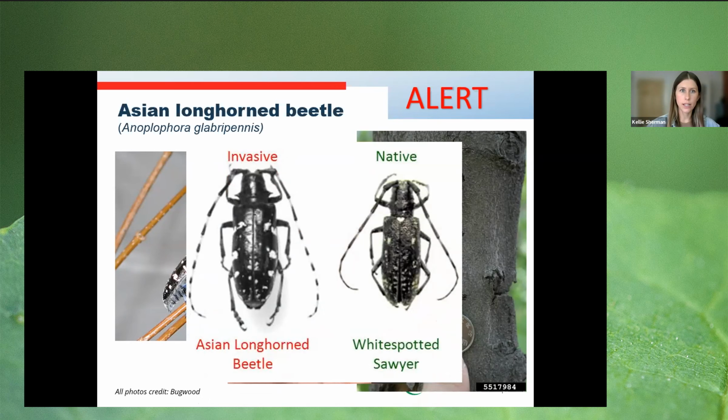You can see the invasive on the right there. So you can see, again, this is a better picture of how long the antennae are and how much bigger it is. And then the native white-spotted sawyer, the lines on the antenna are a lot less defined. It's smaller, more of a brownie color. And then the antenna is not quite as long.